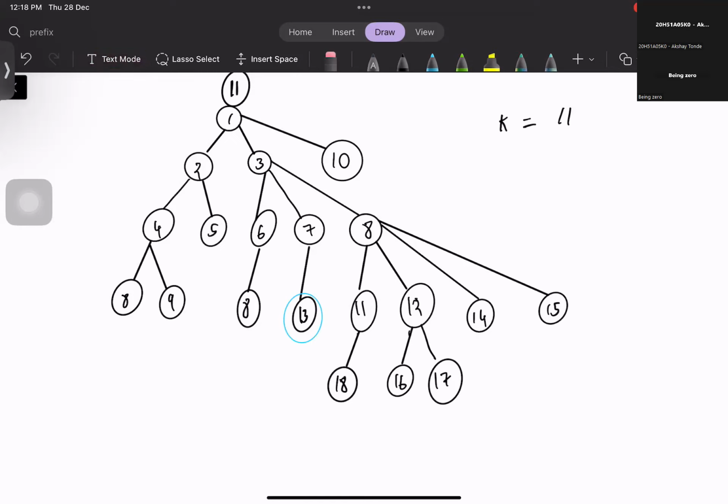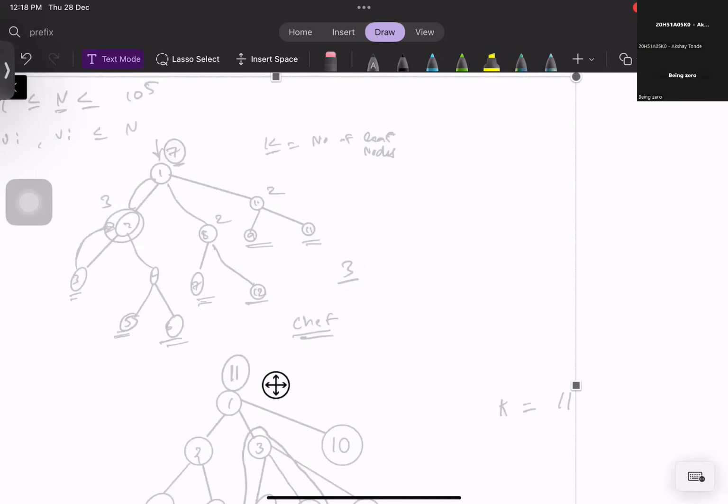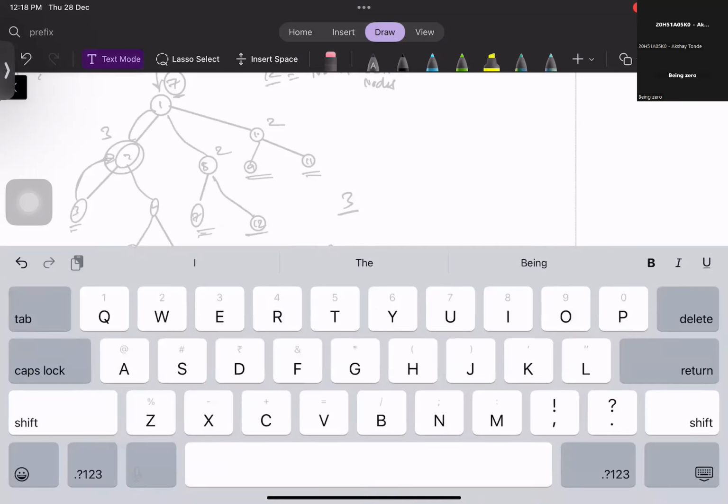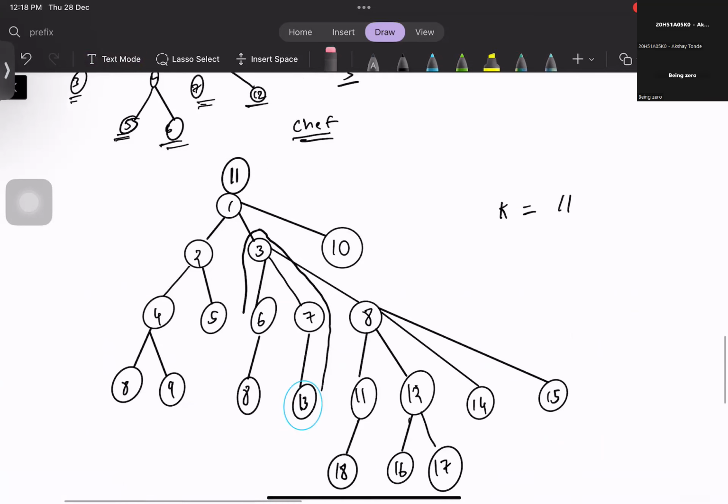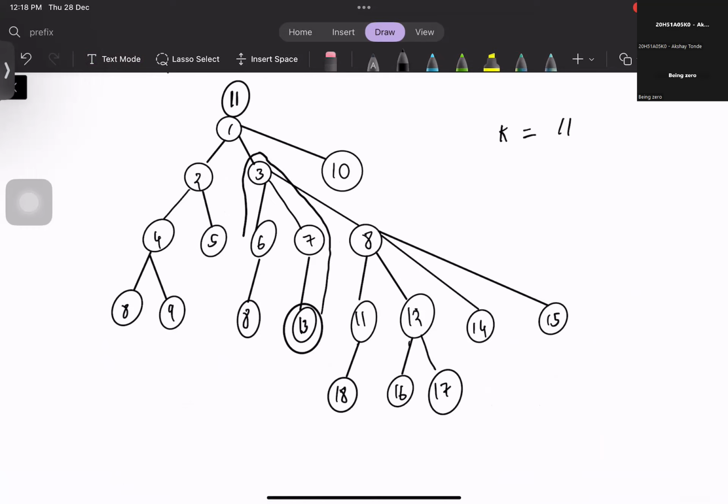One observation that we can make is it's useless for chef to go down. Let's say he's going here. Then it's useless for chef to go down, because the number of people who will visit 3 will for sure visit 6. But in 6, there can be fewer people compared to 3.